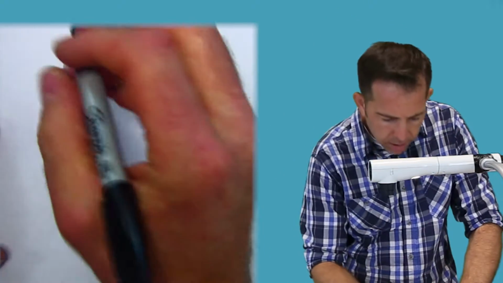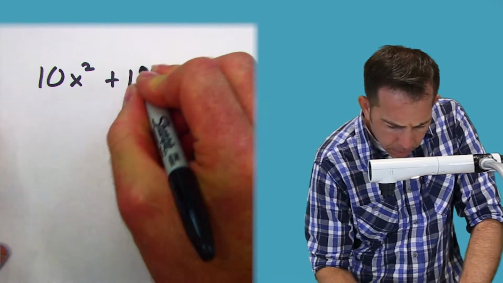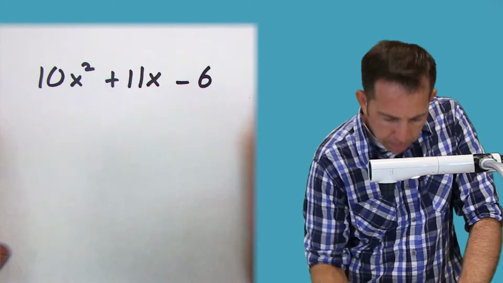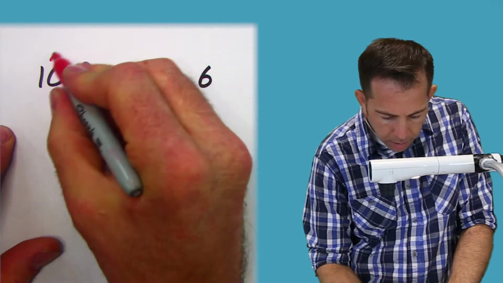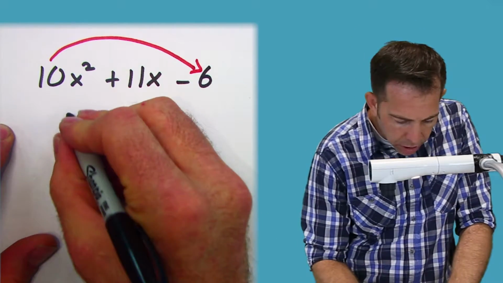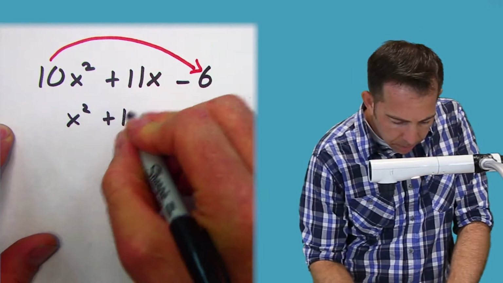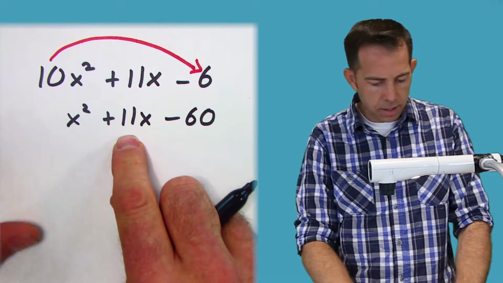All right, so I'd like to do one more example, and then I'll post up a few questions and the answers. That way you can get a chance to just try it on your own. So this time we're going to start with a leading coefficient of 10, so 10x squared plus 11x minus 6. Again, we're going to multiply the 10 by the constant term, and we get a new quadratic with the leading coefficient of 1. Notice our middle term always stays the same.